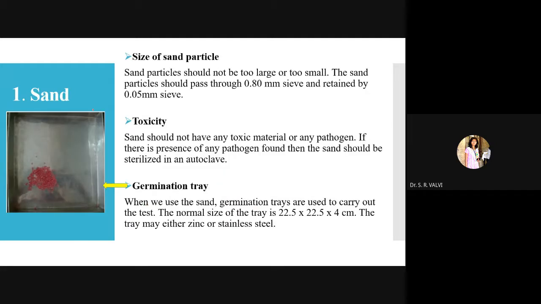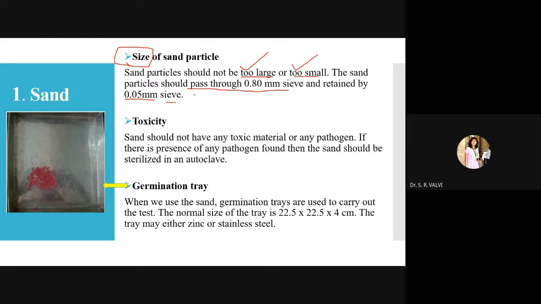Now see, first sand. The first point is the size of the sand particles. The size should not be too large or too small. The sand particles should pass through a 0.8 mm sieve and be retained by a 0.05 mm sieve.